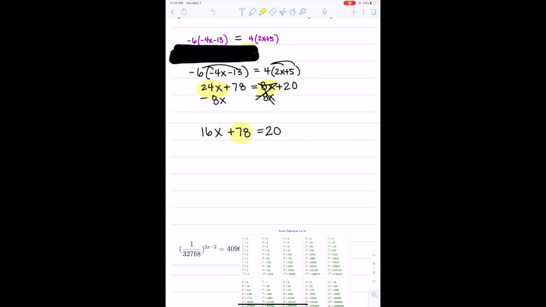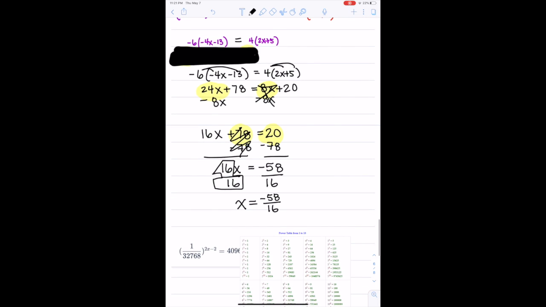Now I see these are like terms, the 78 and the 20. I already have the x alone on one side, so I'm going to bring this over here. And sorry, let me erase this so you don't think it's division. That will go away. So I get 16x is equal to -58. Hold on, I'm just checking. So -58 divided by 16, divided by 16. That will just become 1. And so I get x is equal to -58 over 16.